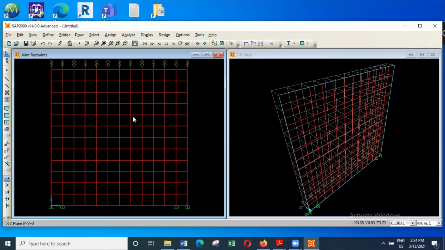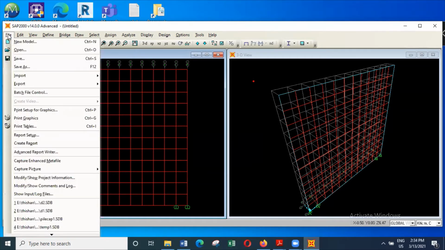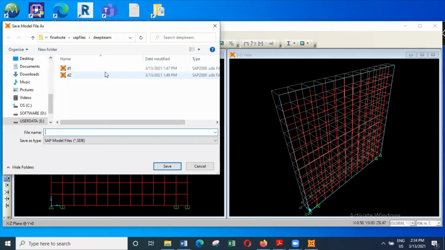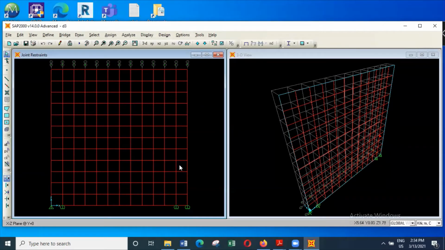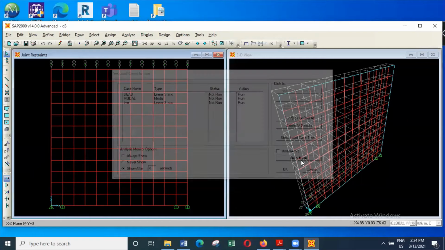Now the loads have been applied, the support conditions have been defined. So I can save this as dbeam3. You can save it at a place that is convenient to you. And then I can say run analysis.